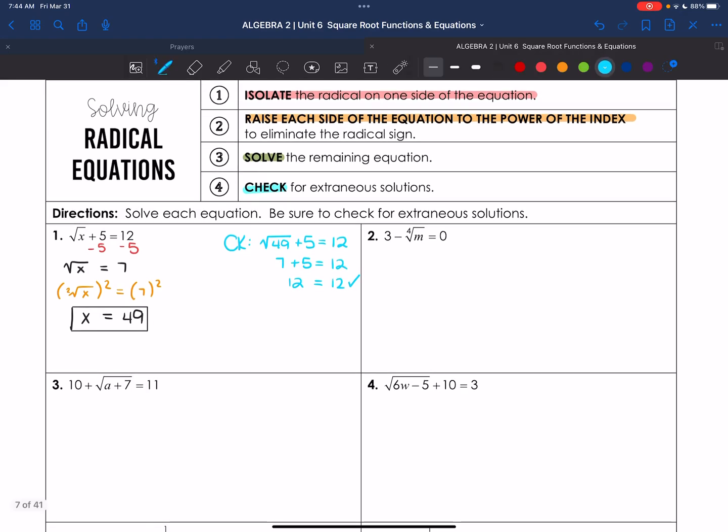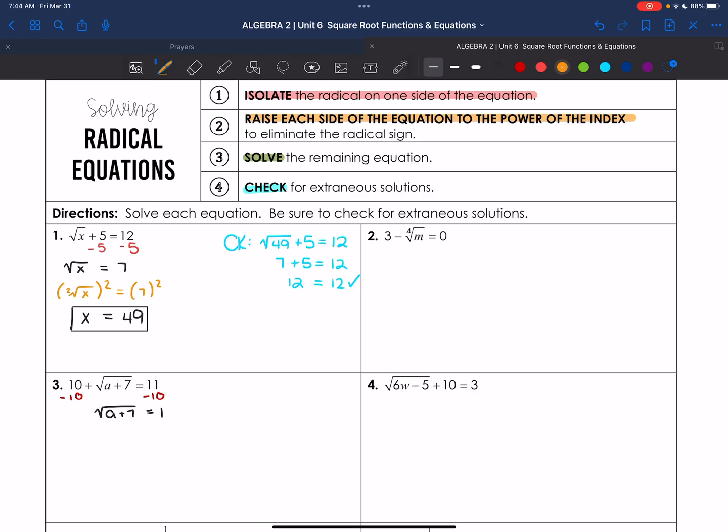Let's go ahead and take a moment to look at our next example here together. What's going to need to be our first step in isolating our radical? What do we need to do to isolate our radical on that left side? Once again, we're going to be subtracting. We'll be subtracting 10 on each side. The result is that we will have the square root of a plus 7 equals just 1.